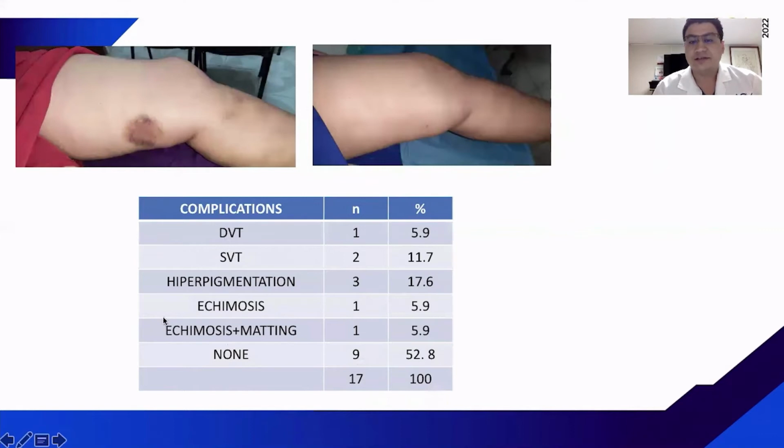Complications of the treatment were transient if present, and they were treated locally. We only had 1 DVT that was treated ambulatory.